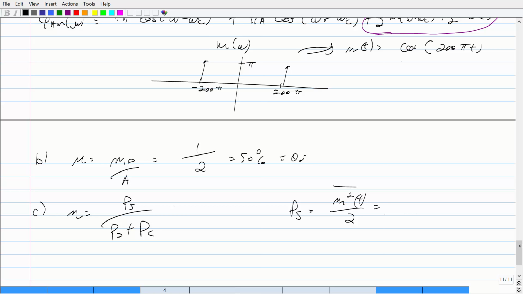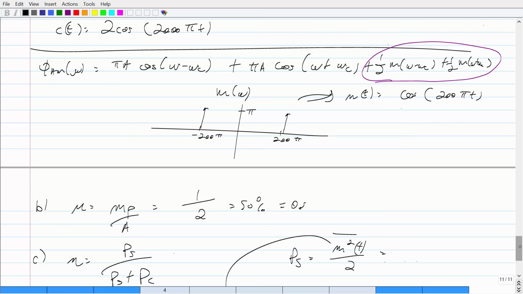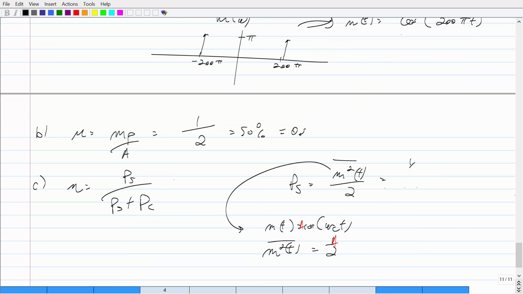And if you remember from previous class, if you wanted to figure out what the power was for a cosine wave, so if m of t was a cosine wave, the time average value was simply equal to 1/2. So in this case, if you had a constant A, this would just be A over 2. Okay? So our signal was cos. In this case, you'd have 1 over 2 divided by 2, which is 1 over 4.